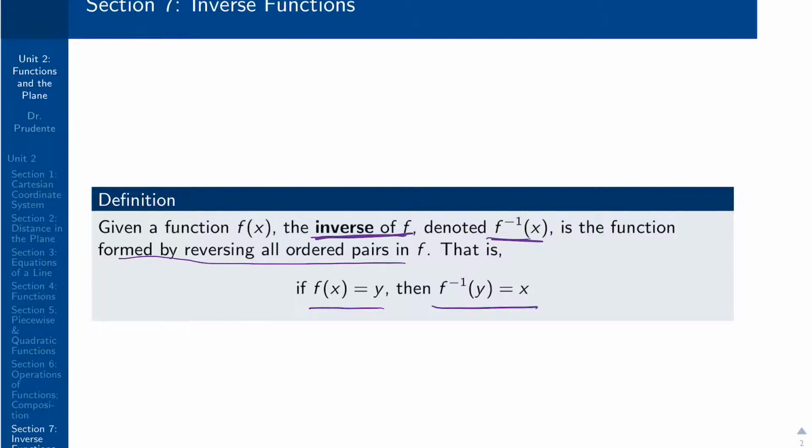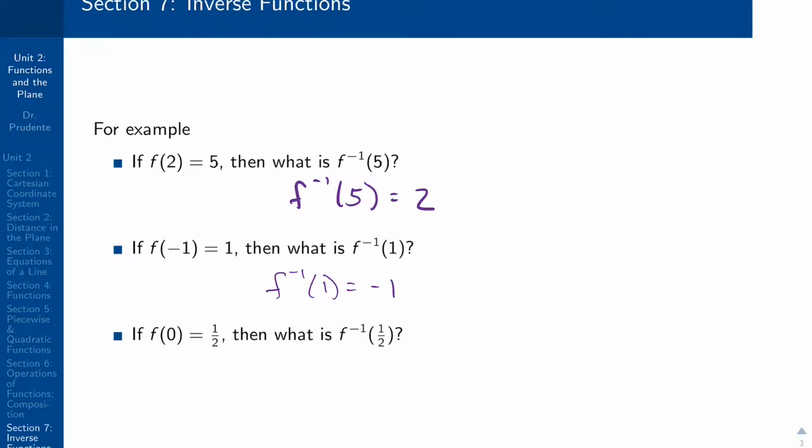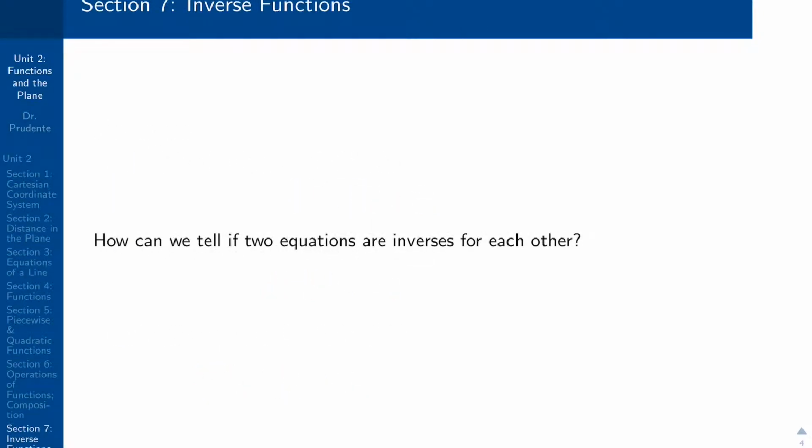So we can see some examples of this. Like if f of 2 is equal to 5, then what is f inverse of 5? We said they flip. So f inverse of 5 would be 2. If f of negative 1 is 1, then what is f inverse of 1? They would flip. So f inverse of 1 would be negative 1. And finally, if f of 0 is a half, then f inverse of 1/2, we'd flip, would be 0. This works if we're given an f and an f inverse possibility.